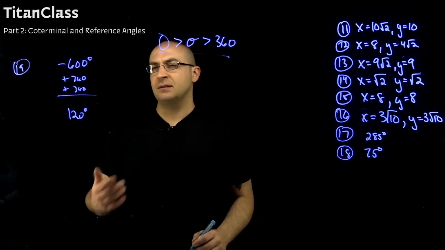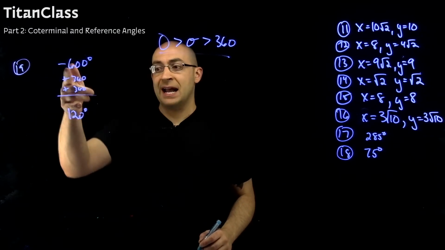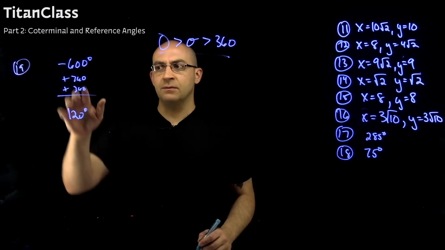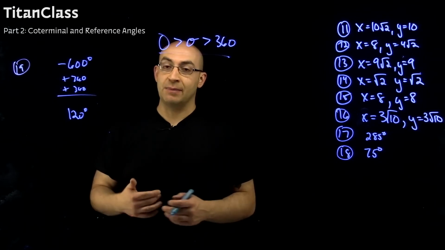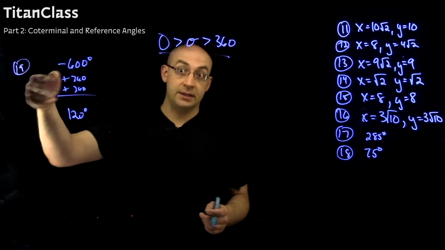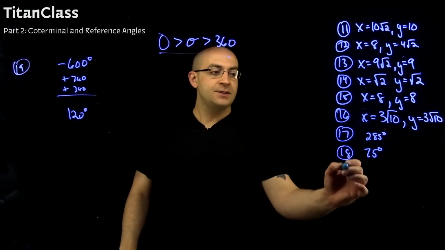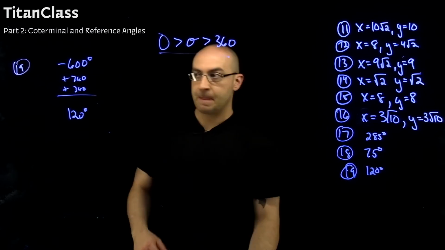Now again, think about this for a second. I've got a 600 here and a 120. When I add them together, regardless of the sign, I'm going to get a value that is divisible by 360, because 720 is divisible by 360 because it happens twice. Case in point, the two 360s, right? So 19 is 120 degrees.